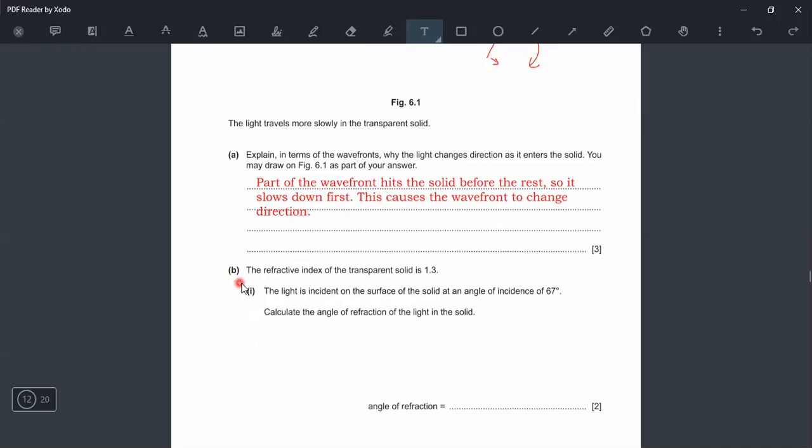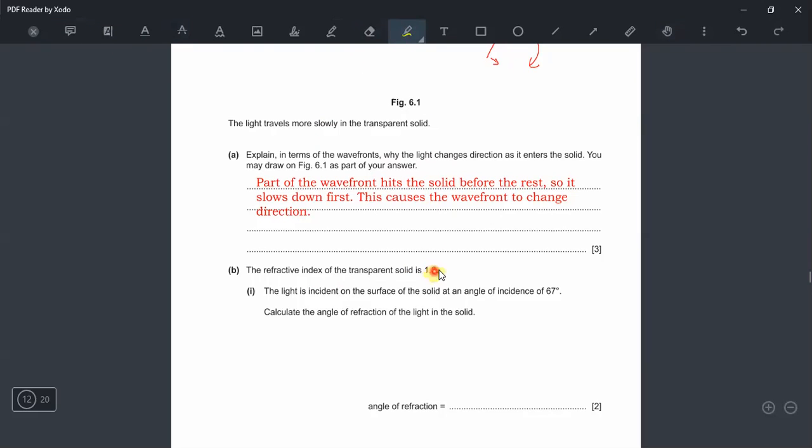Next, the refractive index of a transparent solid is 1.3. And where's my highlighter? There it is. The light incident on the surface of the solid is 67 degrees. Calculate the angle of refraction. So n equals sine i over sine r.